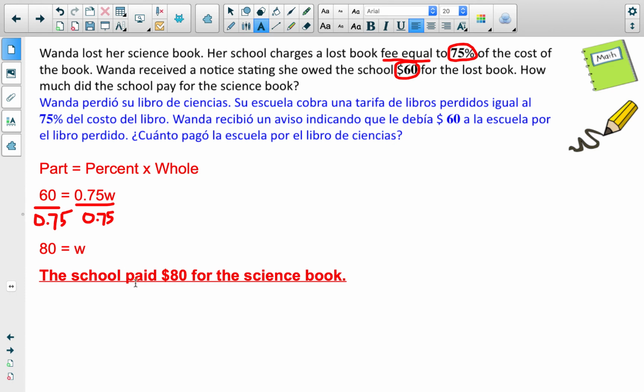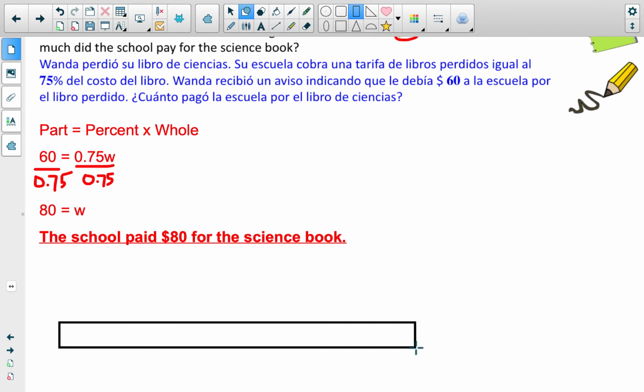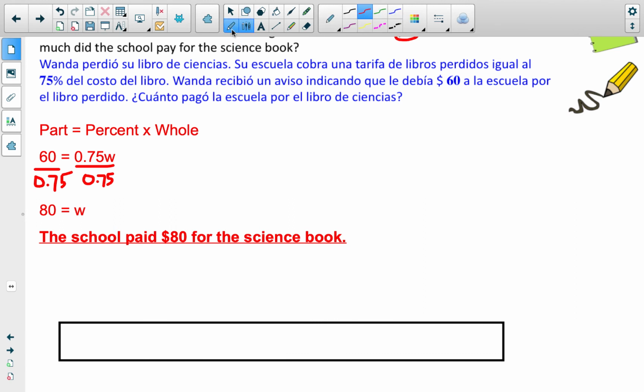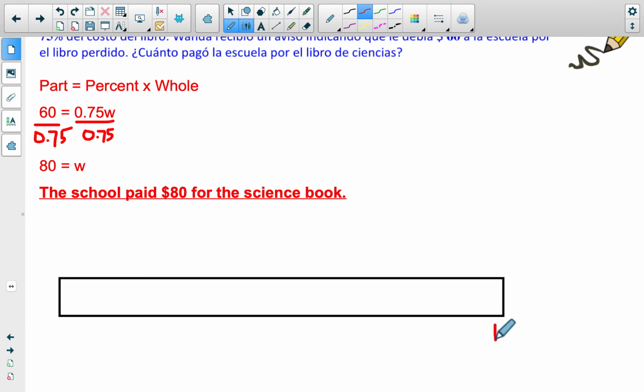All right, which makes sense, right? The school pays more based on this scenario and charges less. I couldn't imagine a school charging more than they paid for it if a student lost a book. That seems a little corrupt to me, so that makes sense here. Now, bar diagram, for those of us who would prefer that method. I'm going to start with my 100%. I'm actually this time going to write the 100% on the bottom because it doesn't matter here.